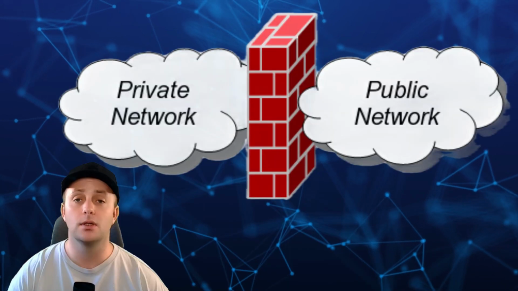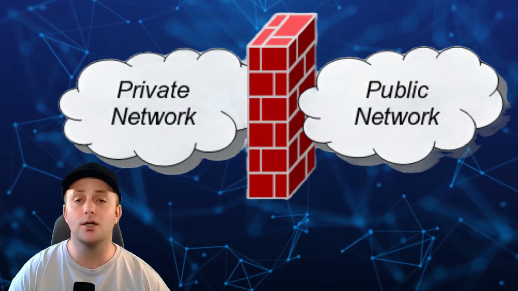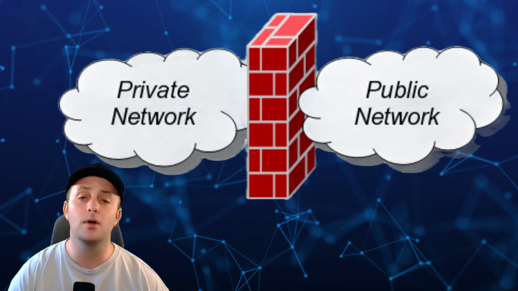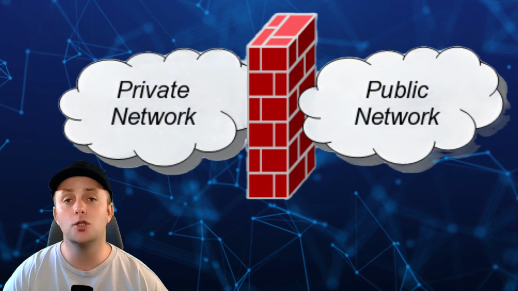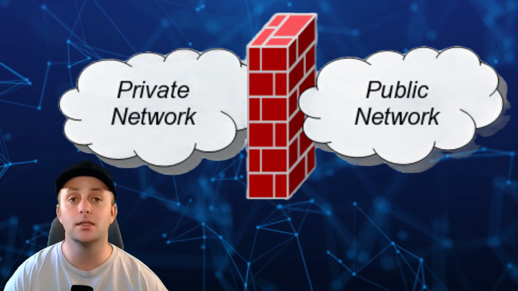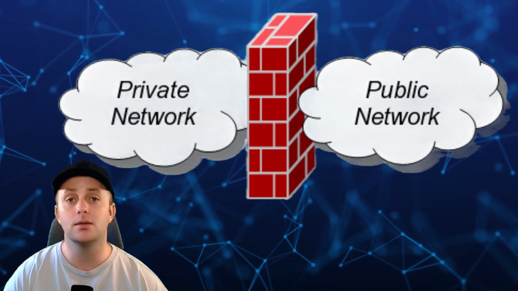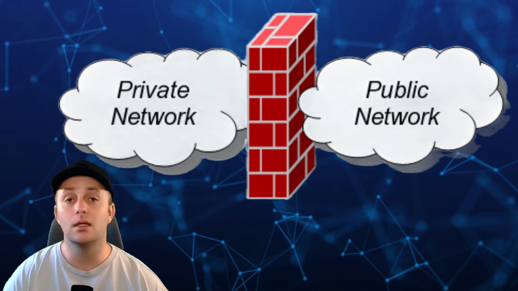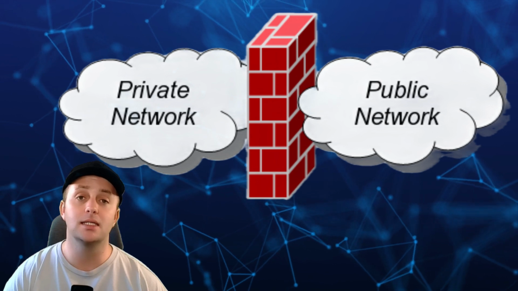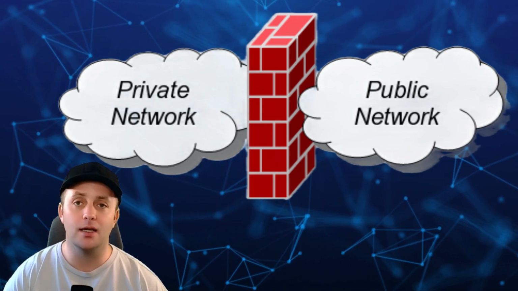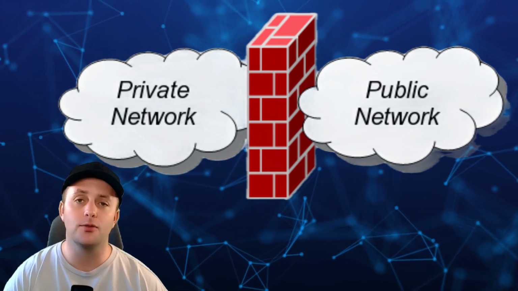Let's get started. First, let's talk about one of the most important network security tools, the firewall. As we discussed in an earlier video, a firewall acts as a barrier between your internal network and external threats, controlling the traffic that comes in and out. Firewalls can be hardware-based, software-based, or even a combination of both. The key to firewall security is configuring it correctly. Set it up to block suspicious traffic while allowing legitimate traffic through.